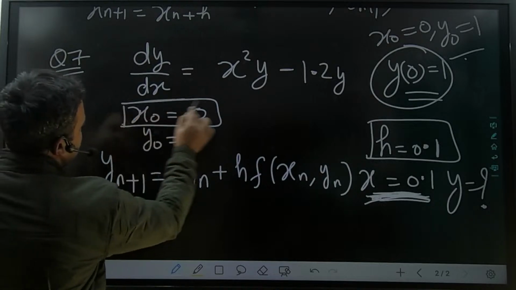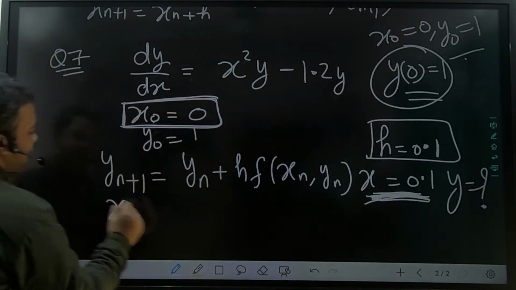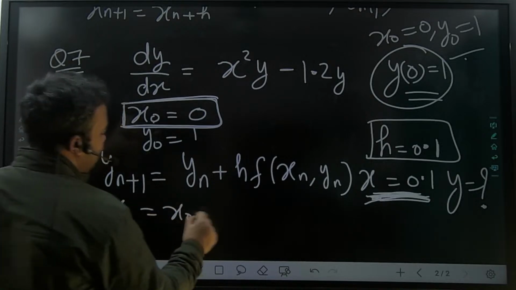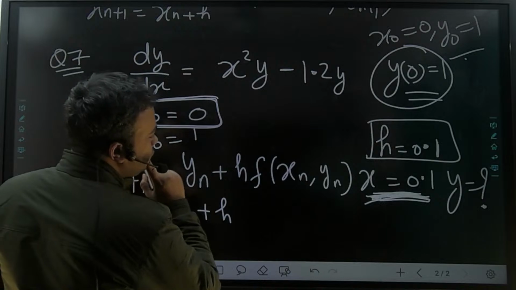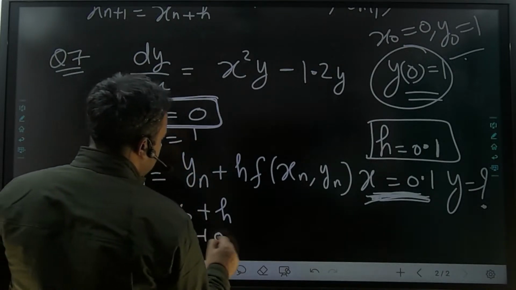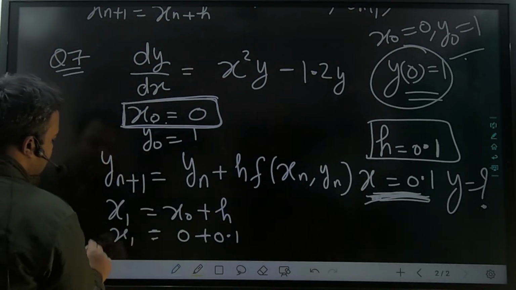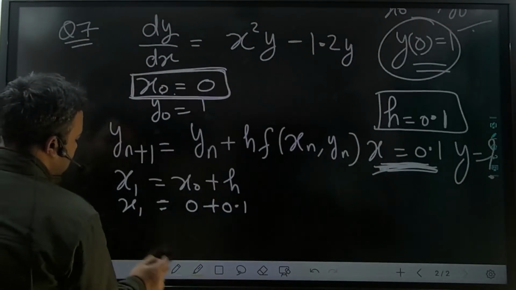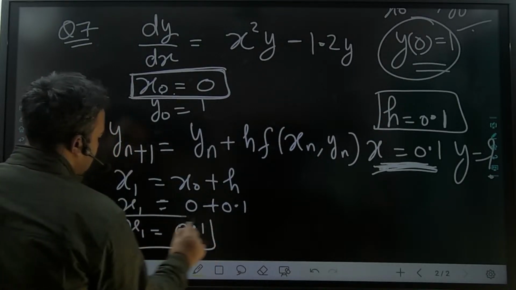Initial guess, the initial solution, has been given. I'm keeping it as x0. So you get x1 when you add x0 with the step size given to you. Step size is 0.1, right? And x0 is 0, so this is 0.1. So in the next iteration I got x1 is equal to 0.1.